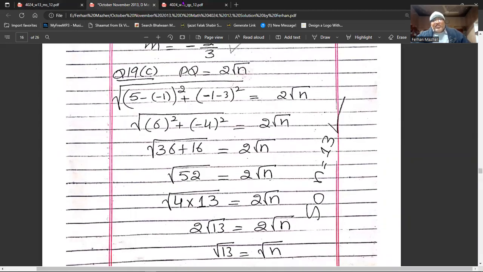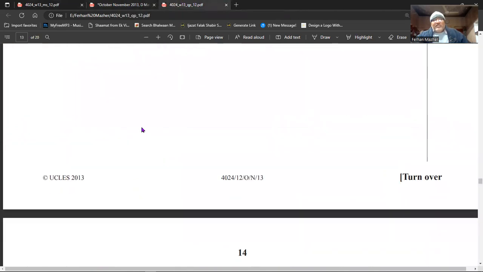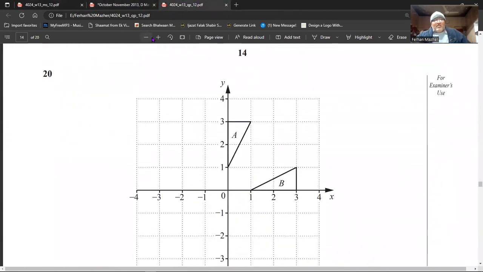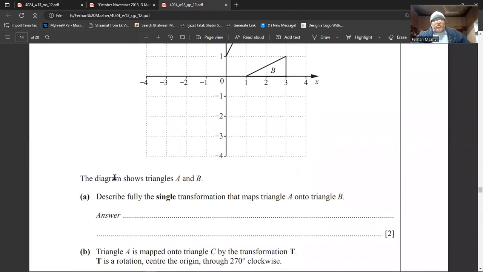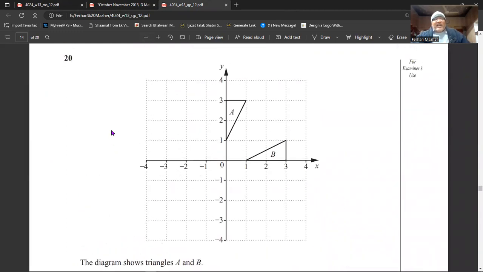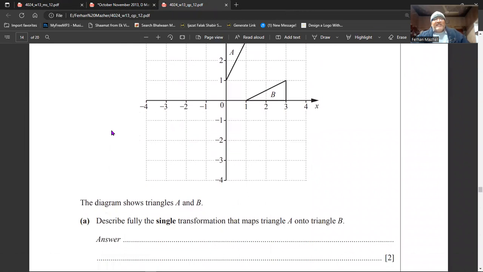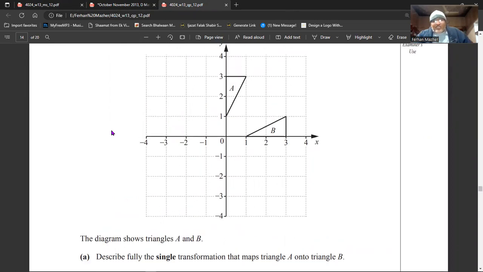The whole solution is showing up on your screen. So that is question number 19. The diagram shows the triangle here. Question number 20. He says the diagram shows the triangle A and B. Describe fully the single transformation that maps the triangle A onto the triangle B.